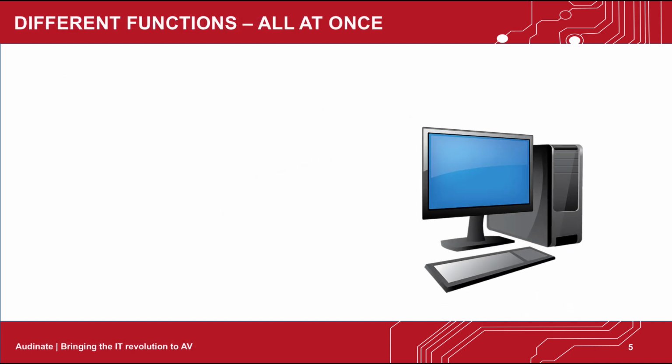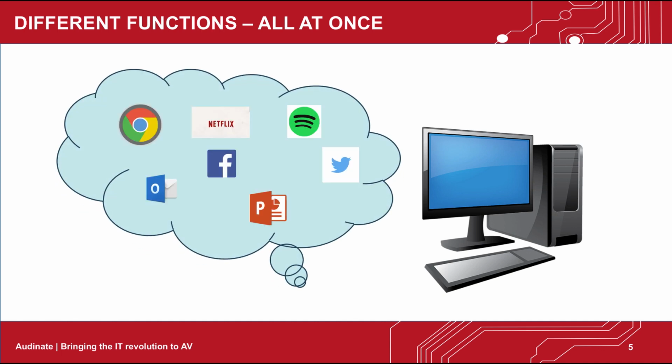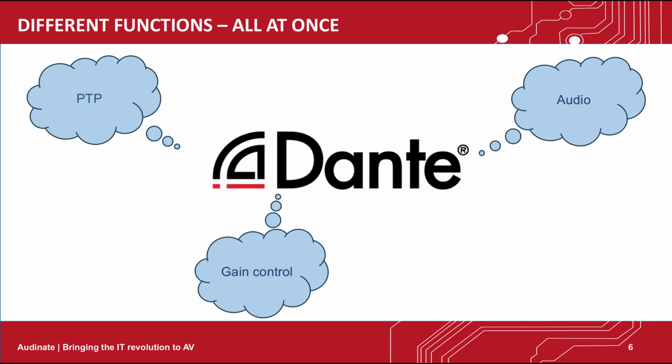We're all used to having our laptops running email, browsing multiple web pages at once, streaming music, watching Netflix, all at the same time. Running lots of different applications at the same time on one platform is the norm in today's world. In this case, the platform happens to be a computer. But that's exactly what we're doing on a Dante network. We're running lots of different functions all at once on one platform.